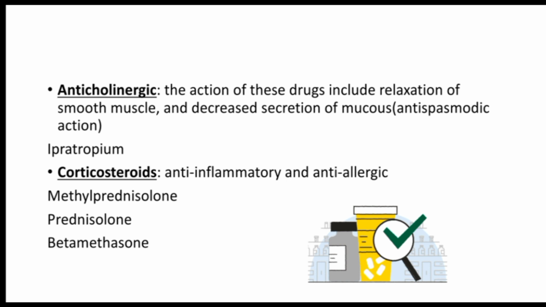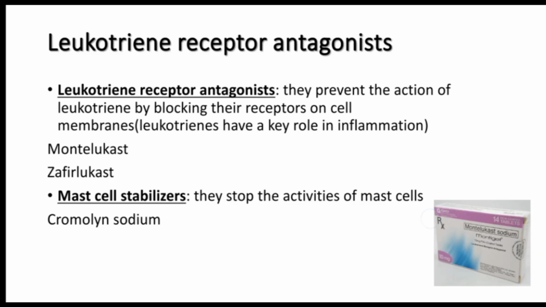Corticosteroids have anti-inflammatory and anti-allergic action. Methylprednisolone, prednisolone, and betamethasone are the commonly used corticosteroids. Leukotriene receptor antagonists prevent the action of leukotriene by blocking their receptors on cell membranes. Leukotrienes have a key role in inflammation. Montelukast and zafirlukast are the commonly used leukotriene modifiers. Mast cell stabilizers stop the activities of the mast cells. Cromolyn sodium is the commonly used mast cell stabilizer.